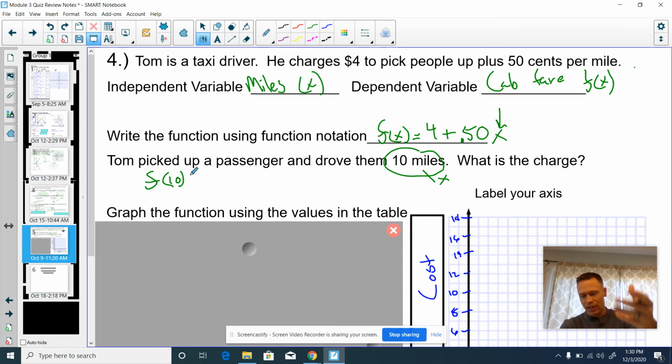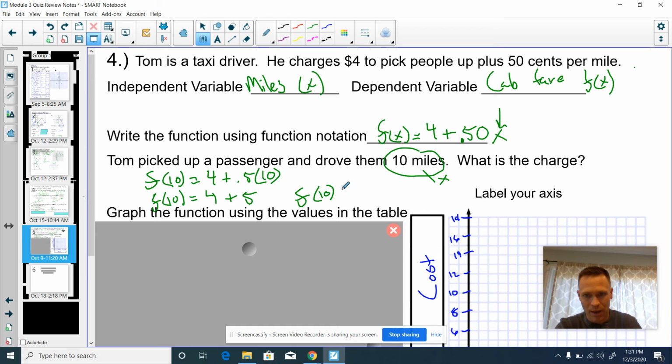Just tells you I'm substituting 10 in. So it's a little bit more descriptive than just saying regular old y. f of 10 is equal to 4 plus 0.5 times 10. It doesn't matter if you have 0 there or not. I just evaluate this, right? So f of 10 is equal to 4 plus half of 10, which is 5. So this means f of 10, the function evaluated at 10, which is 10 miles. So 10 miles is $9.